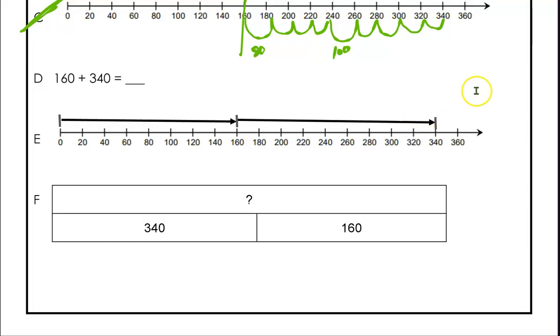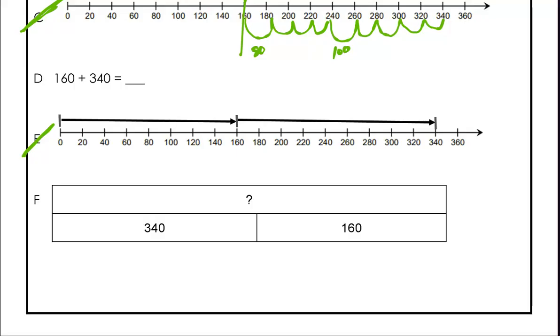E, let's look at E. E has 2 going forward and it goes to 340. So what do you think about that one? Did they take away anything? No. This is just something plus something, and we're not going to be adding, we're going to be subtracting. So E would be out, and I skipped D, so let's go back to D.